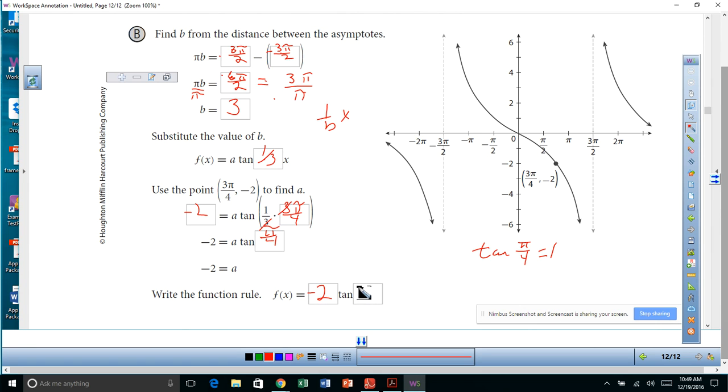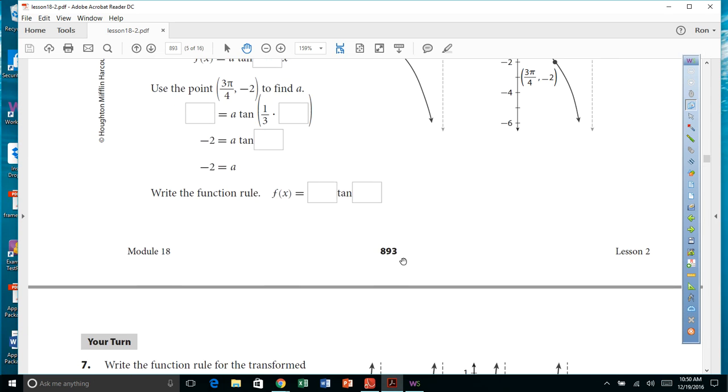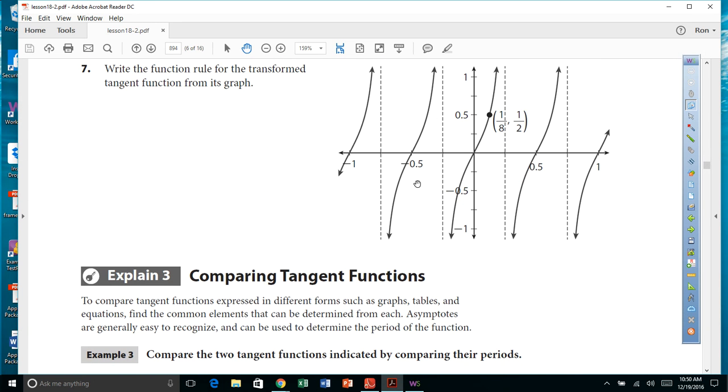Tangent x over 3. Okay, good. Now let's see. Your turn. Write the function rule for the transformed tangent function from its graph. Okay, so what do we know here?